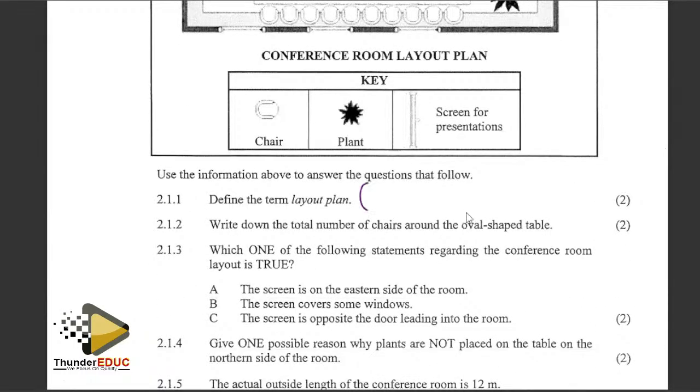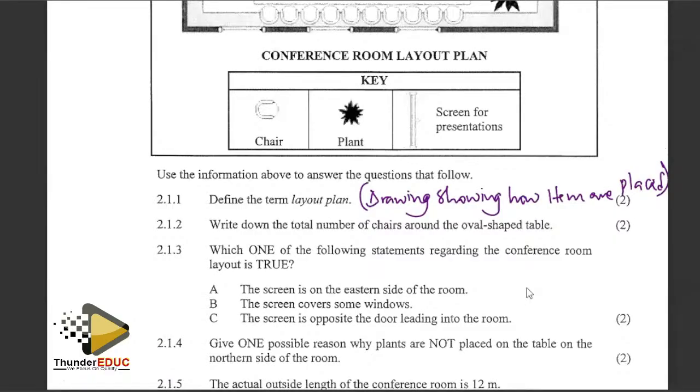A layout, we shall say, a drawing showing how items are placed. You can say that. What do you want to know? It's a drawing. It's a plan. It's a layout. It shows how it's supposed to look, how things are going to be arranged.